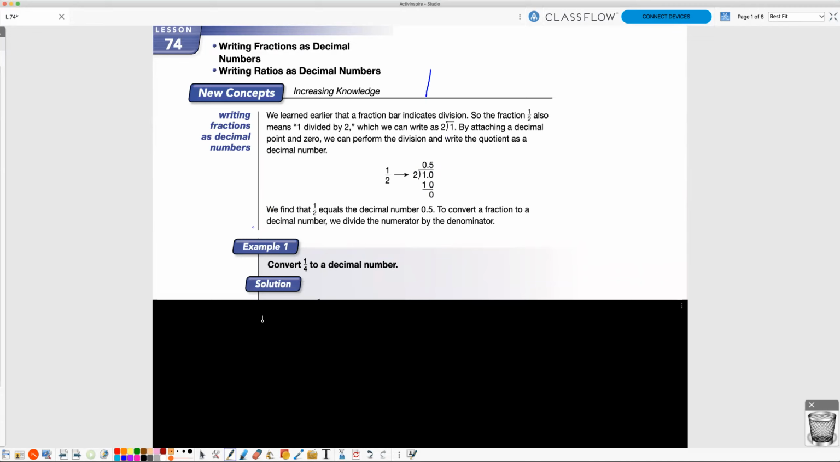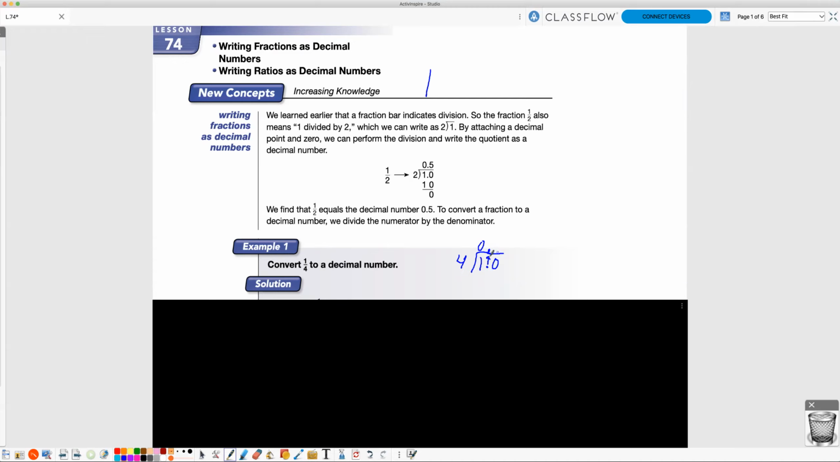So let's convert 1/4 to a decimal number. That would be the same as 1 divided by 4. I need to attach a decimal with another 0 here. And the decimal comes straight up in the answer when dividing by a whole number. So the decimal will be in this position. 4 will go into 1 0 times. If I was to multiply that, that'd be 0.